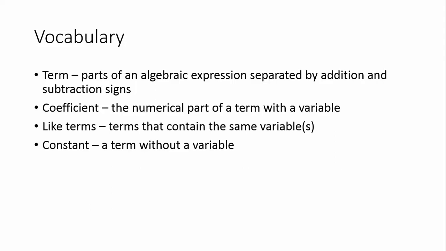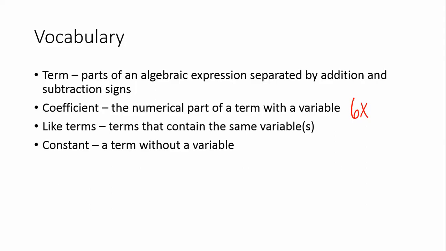So we have 4 definitions today, and these are really important. So the first one is a term. And a term is a part of an algebraic expression that's separated by addition or subtraction signs. Remember, algebraic expressions will involve letters. A coefficient is the numerical part of a term that has a variable. So for example, if you have 6x, the 6 is the coefficient.